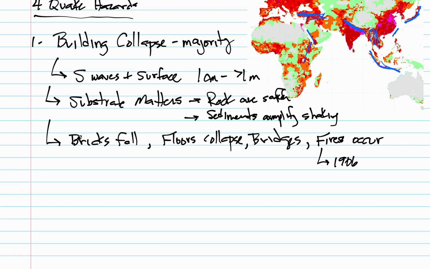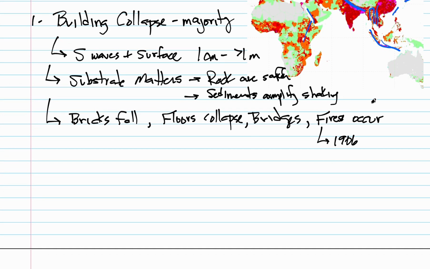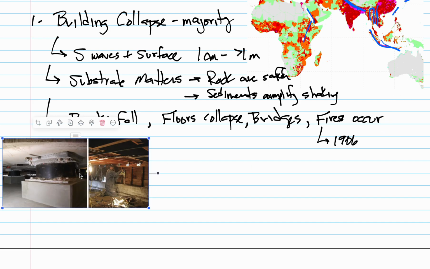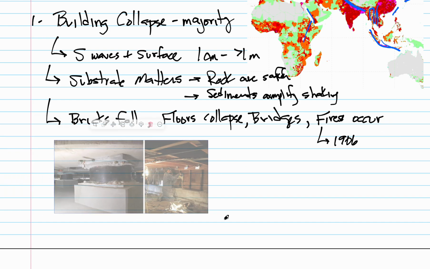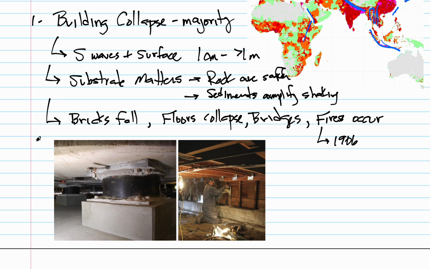Now, to mitigate building collapse, there are things you can do, and it's all about construction quality and being strategic about how you build. One thing you could build into the bottom of a building is a dampener.